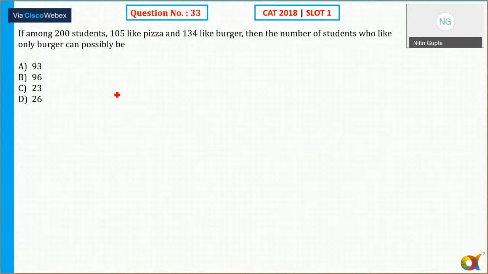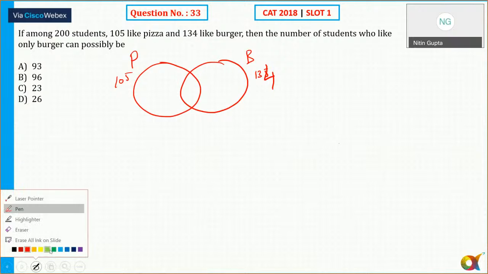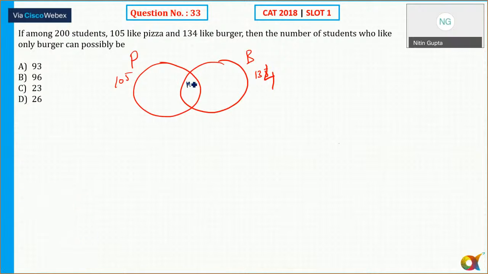Among 200 students, 105 like pizza. Pizza is liked by 105, and burger is liked by 134. Then the number of students who like only burger can be... So tell me, what is the minimum possible value here? What should the minimum intersection of pizza and burger be? The sum of the two sets cannot be more than 200.